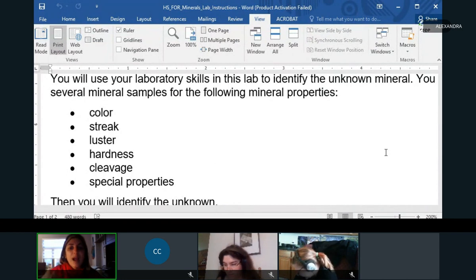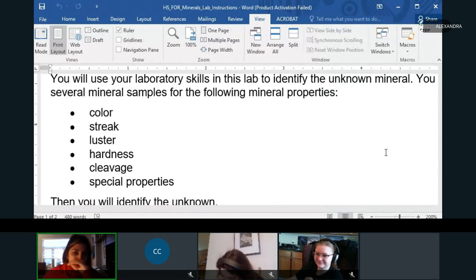And then special properties, anything else. Some of them are fluorescent, meaning some of them glow under UV light. Some of them react with hydrochloric acid. So we can use a lot of different properties to determine the type of mineral it is. Questions so far?